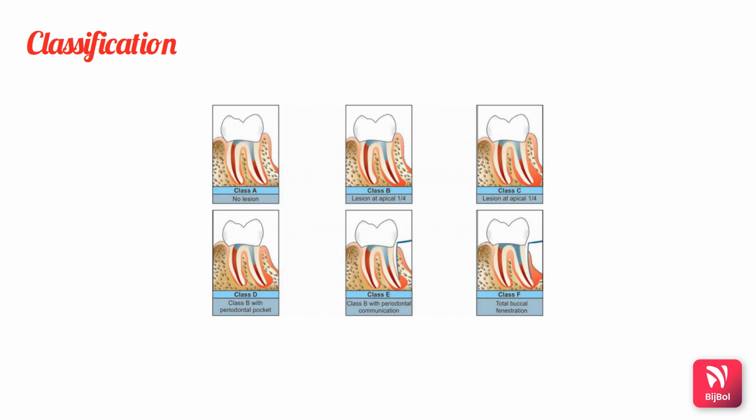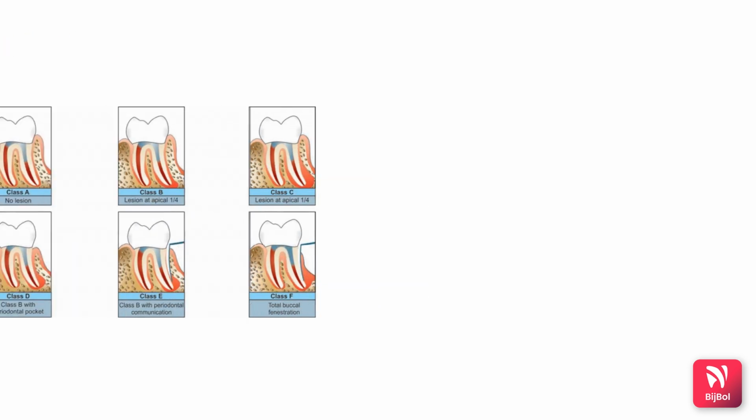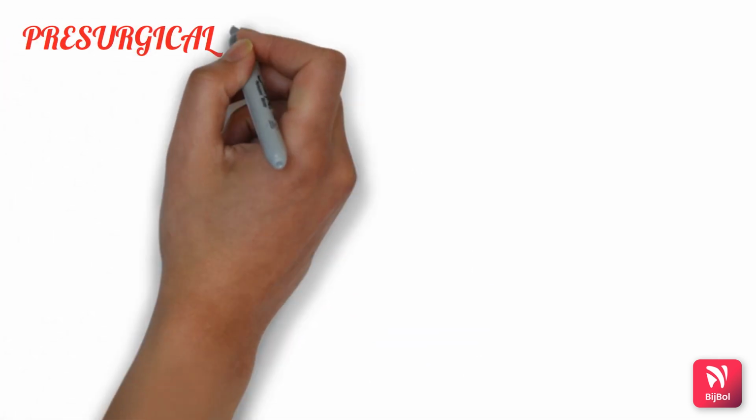presence of periapical lesions and no periodontal pockets, whereas Class C is the presence of a large periapical lesion progressing coronally but no periodontal pockets, and Class D is any of Class B and C with a periodontal pocket, whereas Class E is the periapical lesion with endodontic and periodontal communication with no root fracture, whereas Class F is the tooth with periapical lesion and complete denudation of the buccal plate.